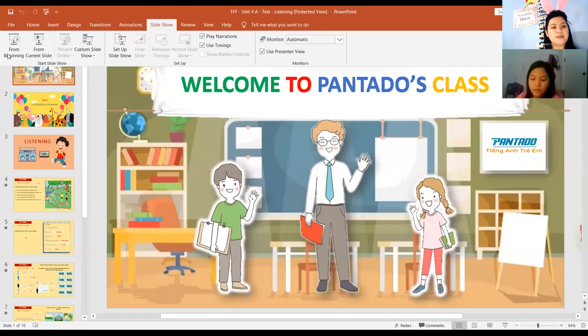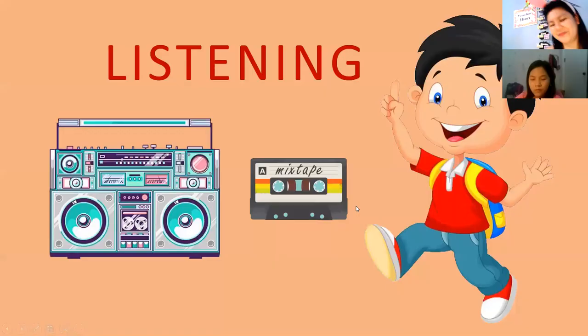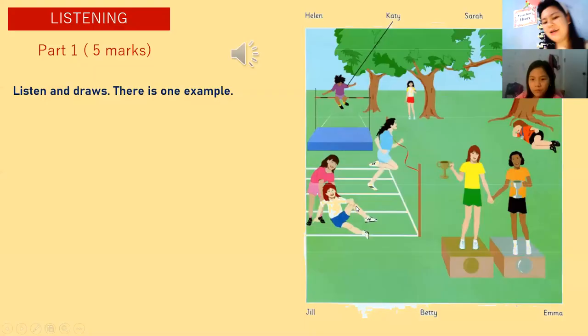All right, here it is. Do you have your pen and your notebook now? Okay, this is listening and speaking. Part one, okay. This is 5 points. I want you to write part one and write numbers from 1 to 5.